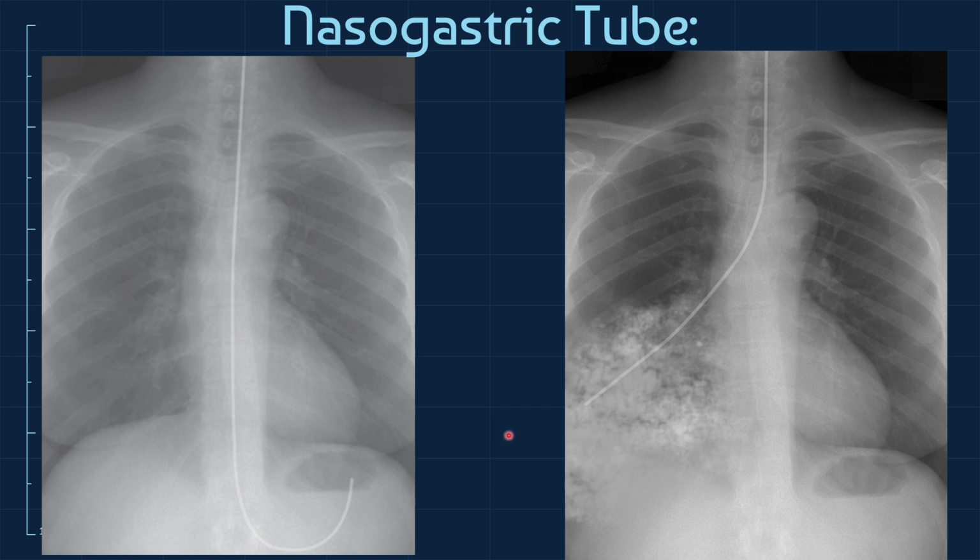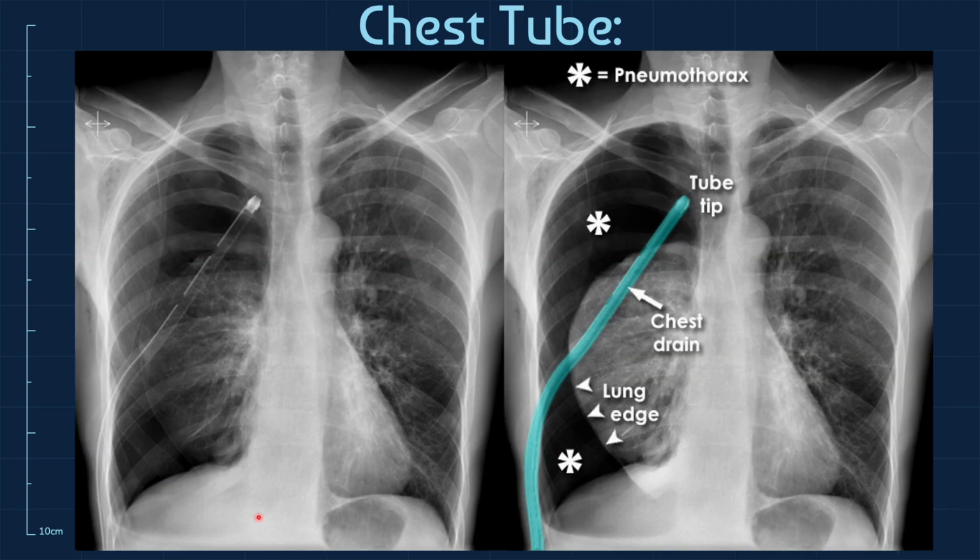So whenever a nasogastric tube is inserted, an x-ray is usually ordered, and it's your job to determine first and foremost that it's not down the wrong tube. Another important tube to always keep an eye out for is a chest tube.